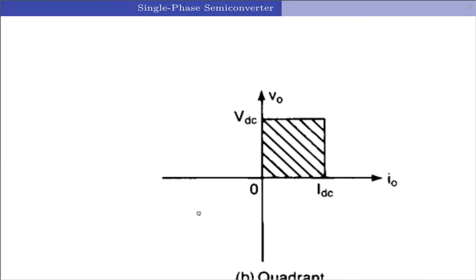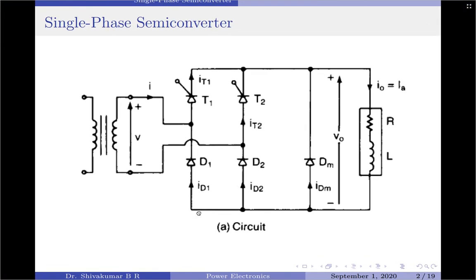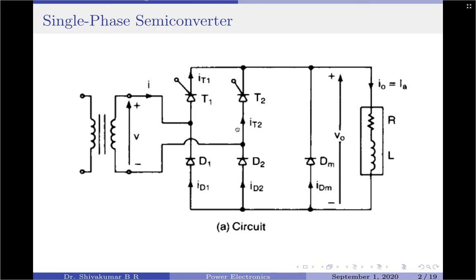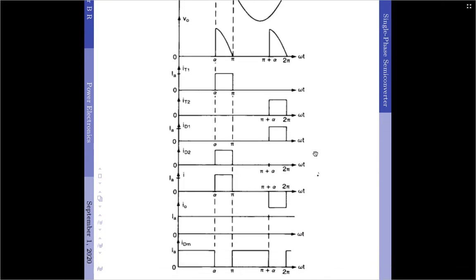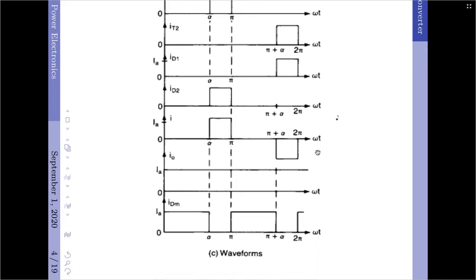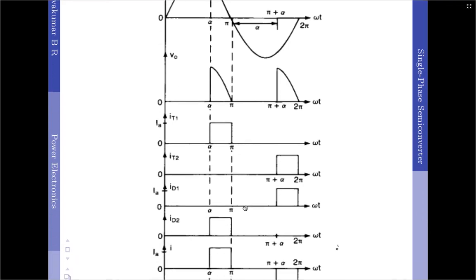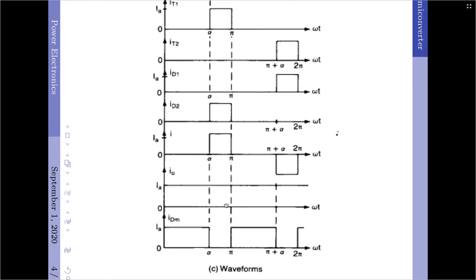This is because in that particular duration, that is from 0 to alpha and pi to pi plus alpha, the freewheeling diode will be turned on, and since we are assuming a constant load current operation, the current continues to flow with the same value. Therefore, the value of IA will continue to be the same even when the freewheeling diode is conducting, which occurs between 0 to alpha, then pi to pi plus alpha.